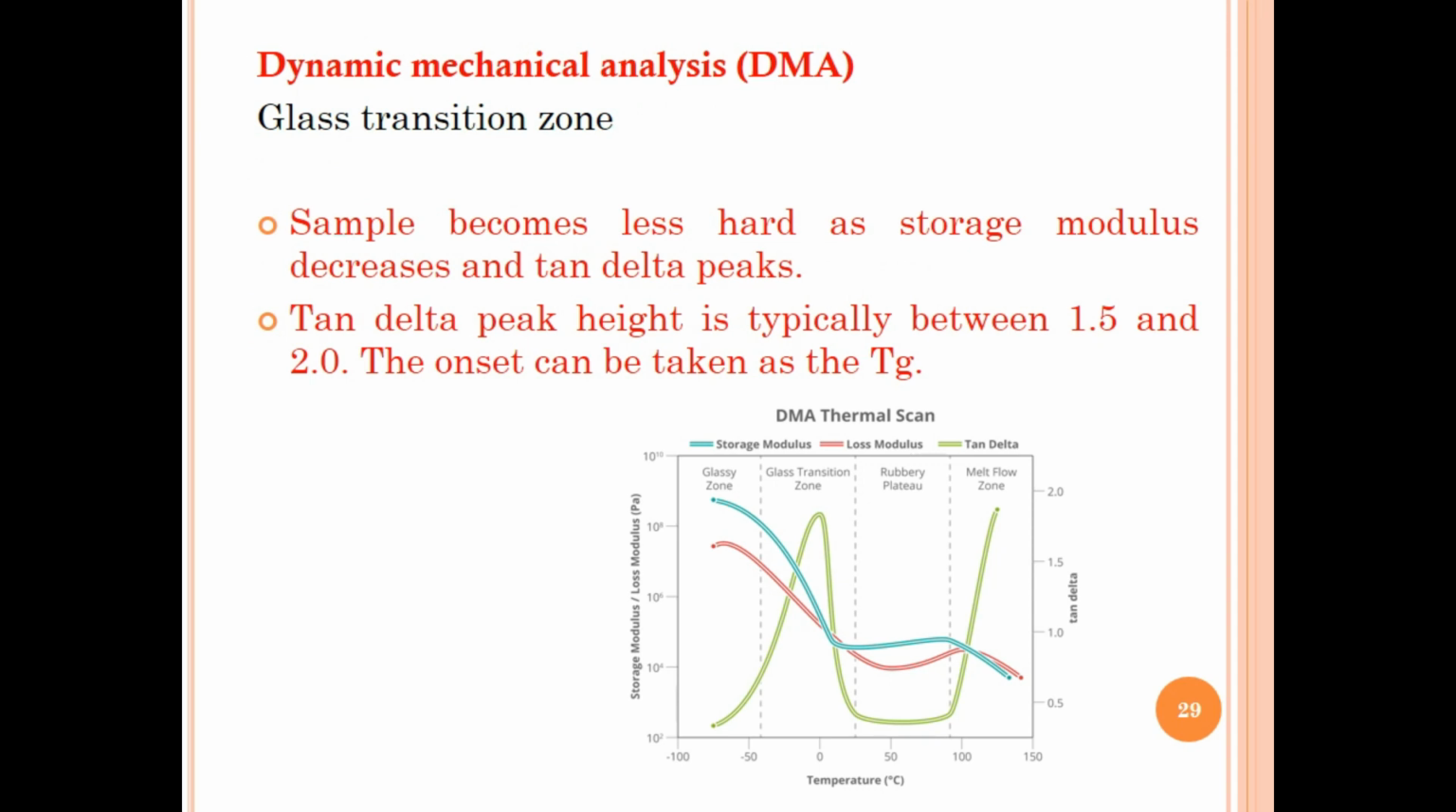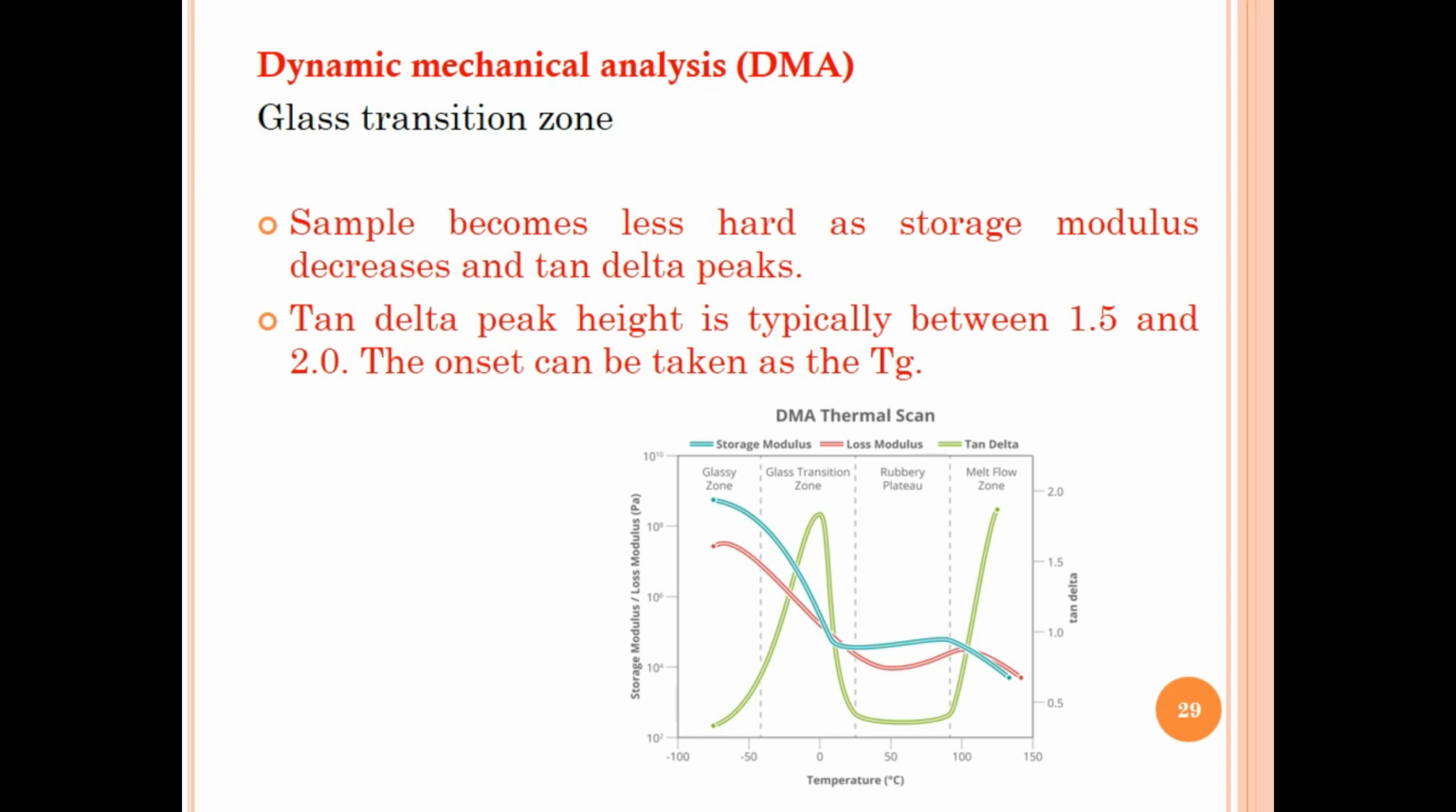Now we discuss the second zone, the glass transition zone. In the glass transition zone, the sample becomes less stiff as the storage modulus decreases and the tangent delta peak increases. It's very clear from the figure: the storage modulus decreases, the tangent delta increases.